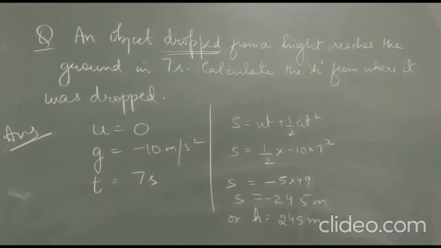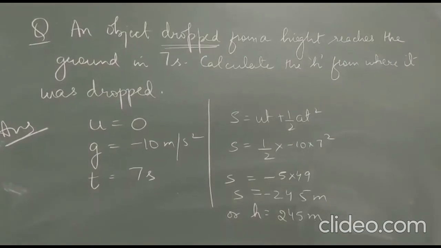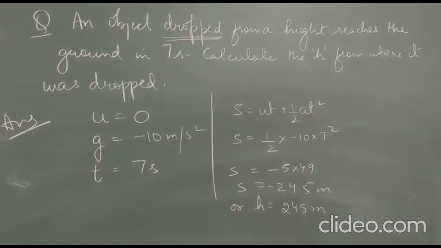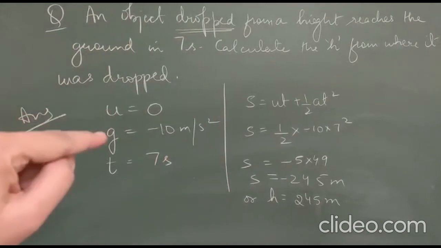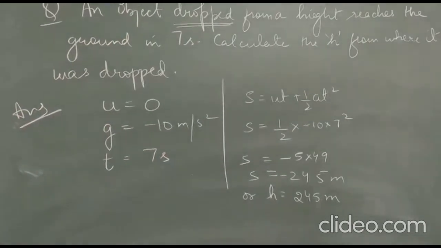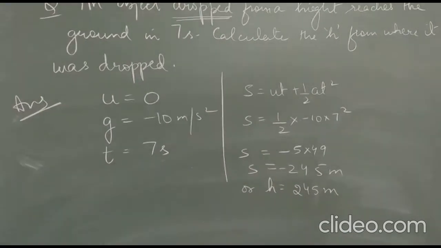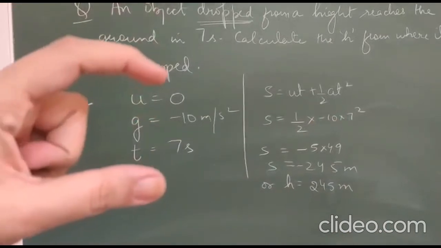It says that an object has been dropped from a height and it reaches the ground in 7 seconds. You have to calculate the height from where it was dropped. Okay, so we start with u as 0 since it has been dropped. g we are going to take as minus 10 meter per second square, and the time it takes to reach the ground is given in the question, 7 seconds. So we have to find the displacement or the height from where it has fallen.